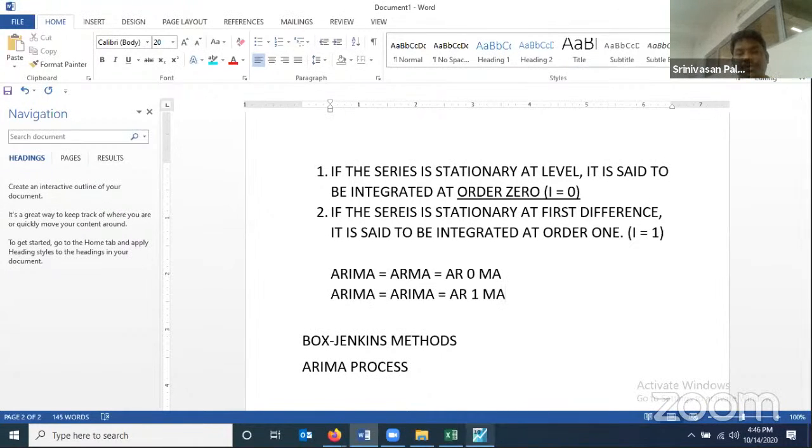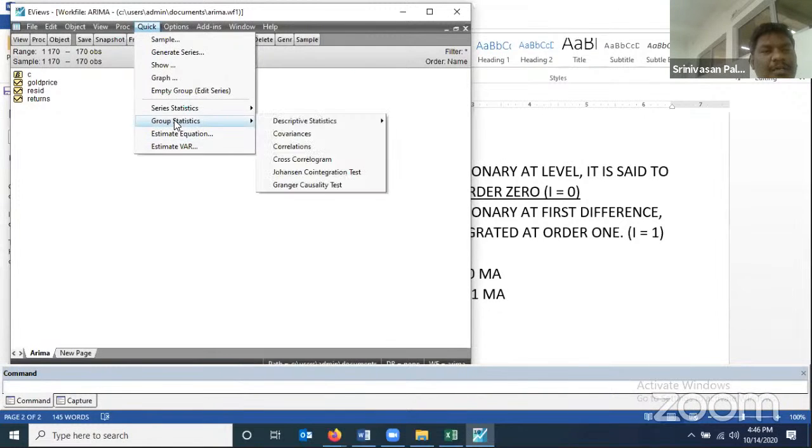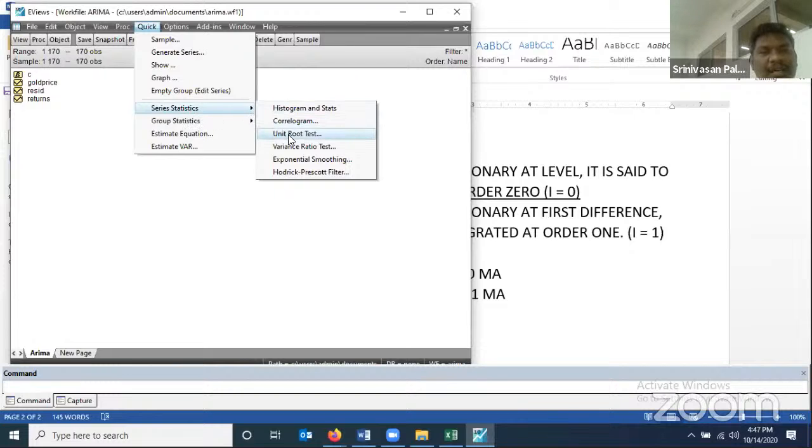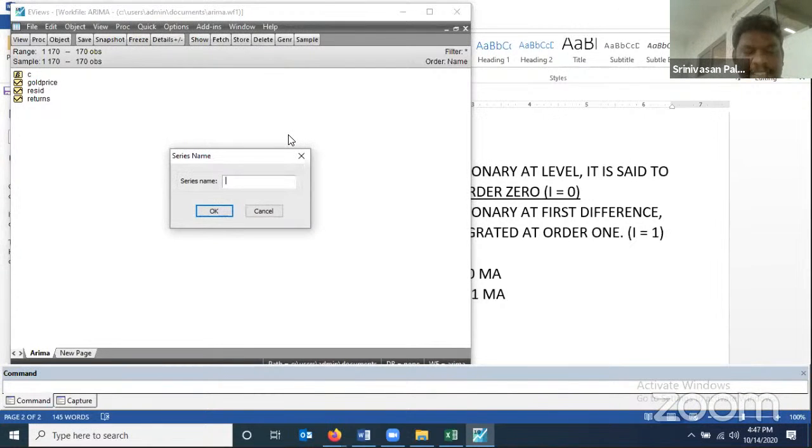Please unmute participants. Okay. Now, can you see this EViews? Yes, sir. Now go to Quick. First step, go to Quick, Series Statistics. I'm going to click Series Statistics. There is something called unit root test, a stationarity test. I'm clicking unit root. It is asking for the series name. It's gold price. Click OK.